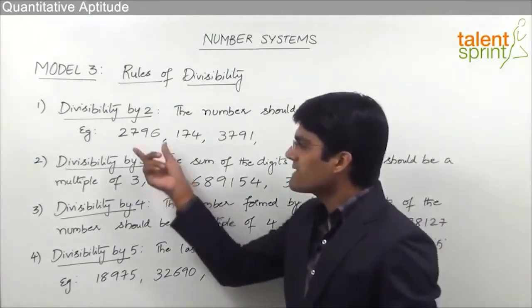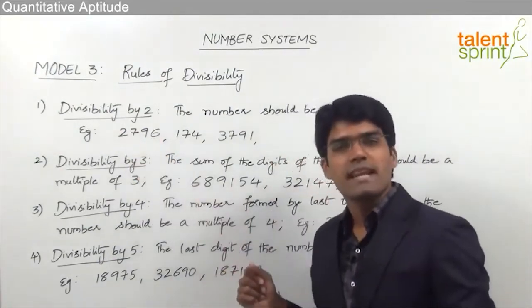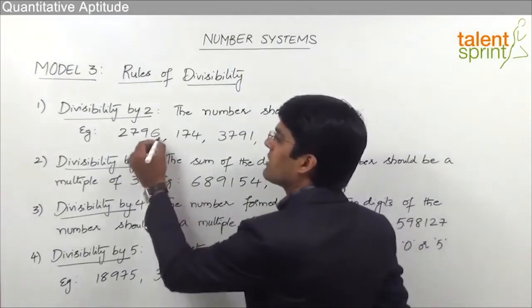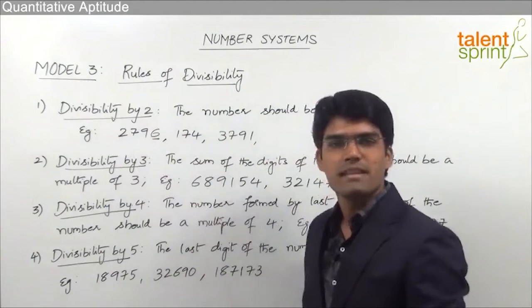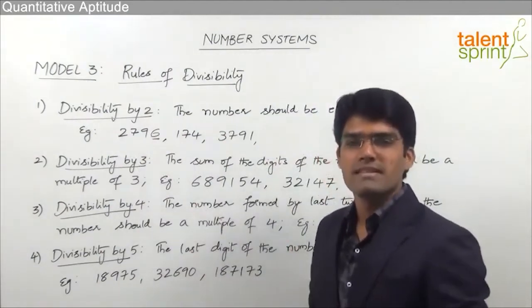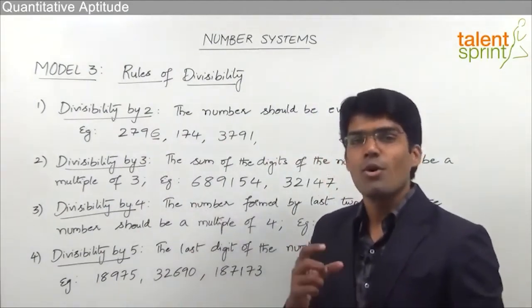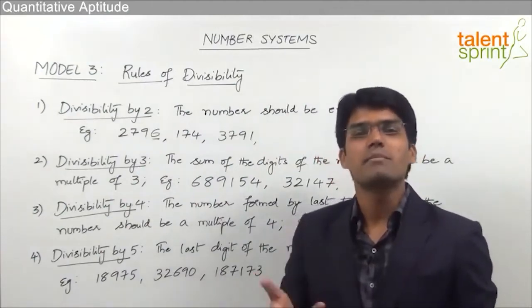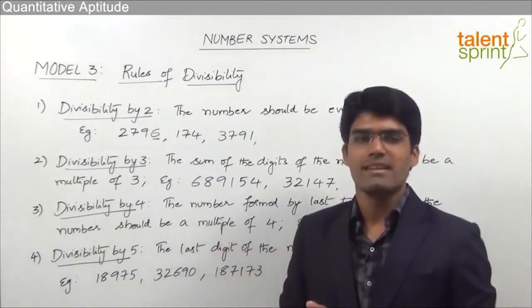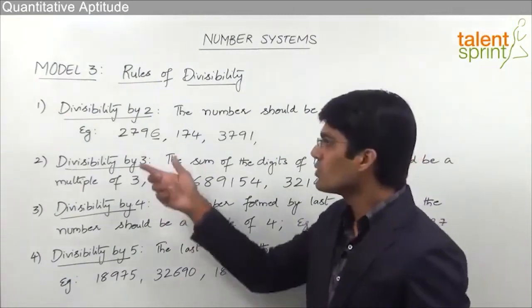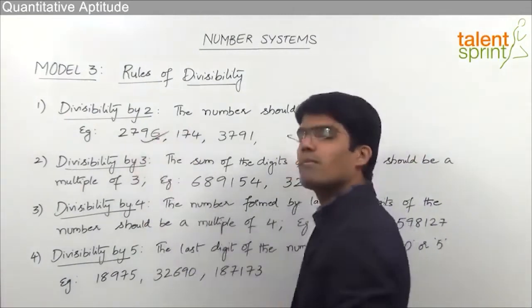Now if you look at some examples here, the number 2796, this is an even number, or the last digit here is 6, which is even. So obviously the number itself is an even number. So this number is definitely divisible by 2. Why? Because all the even numbers are multiples of 2. So once it is an even number, it becomes a multiple of 2, and hence it is definitely divisible by 2. So 2796 is divisible by 2.